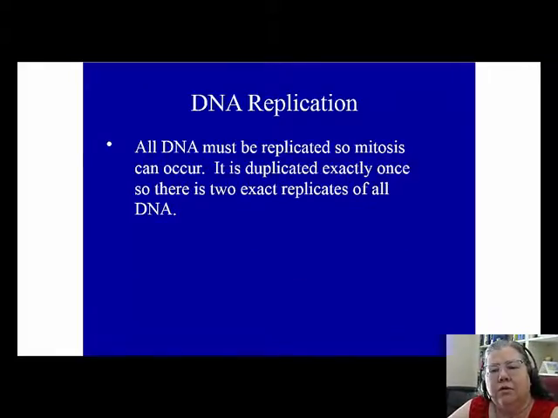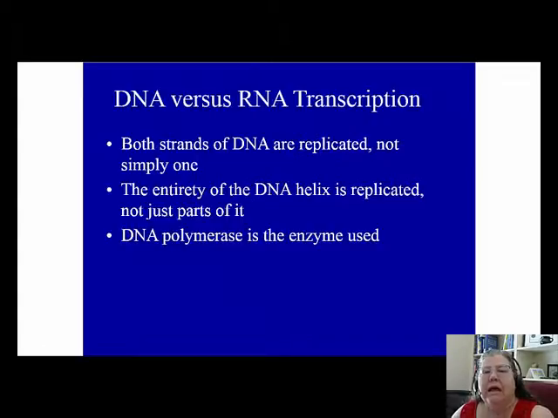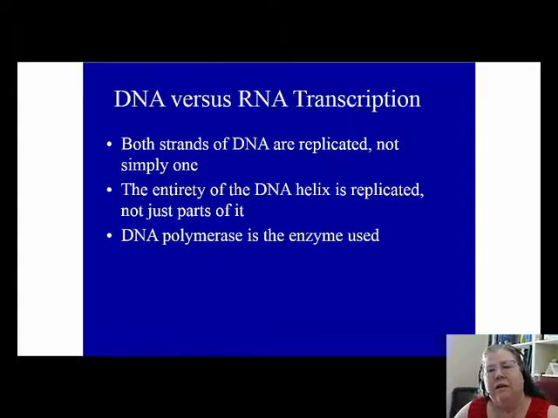In order for mitosis to occur, a replica of the DNA has to be made. Okay, so there's one duplication turning each double helix of DNA into two double helixes of DNA, two exact replicates. Unlike RNA, it's not a single strand. You're replicating both strands. And it's not just a part of the DNA molecule, it's the entire molecule. So it's a different enzyme that's used, and that enzyme is called DNA polymerase.